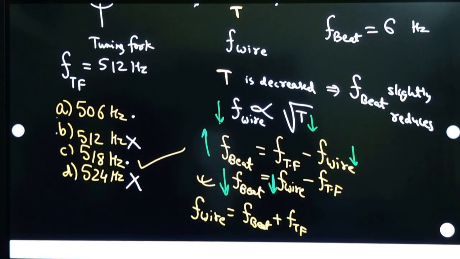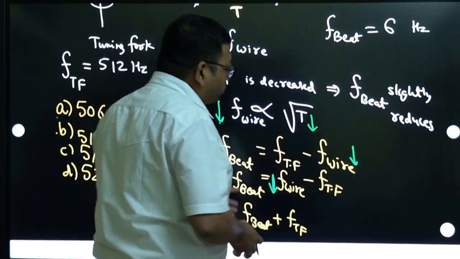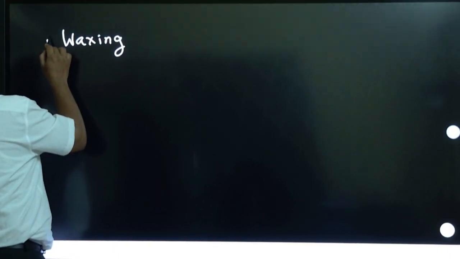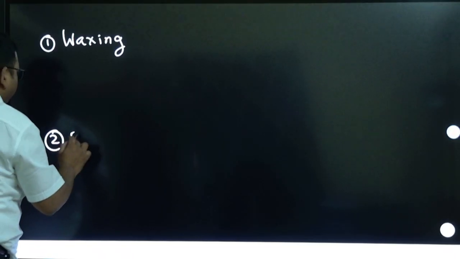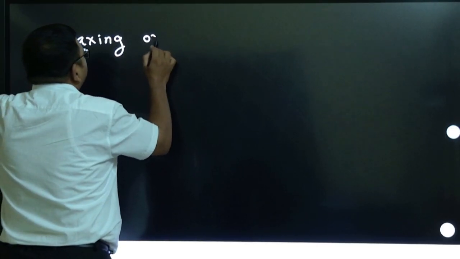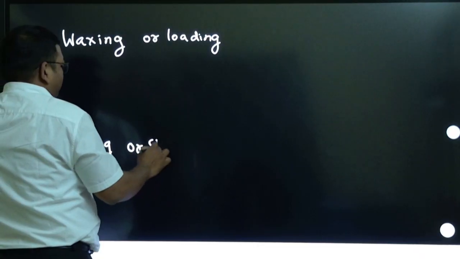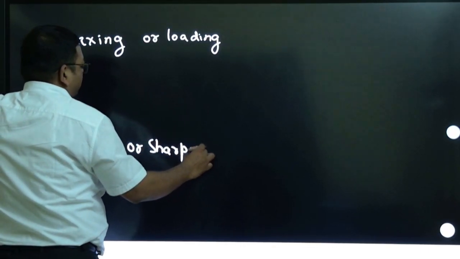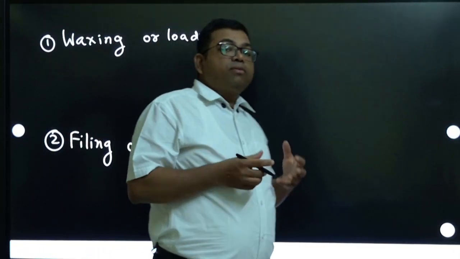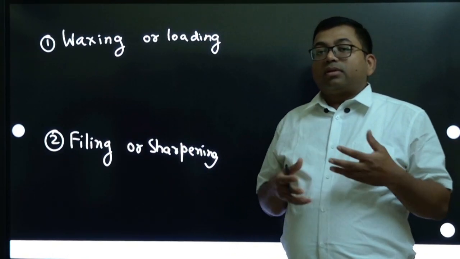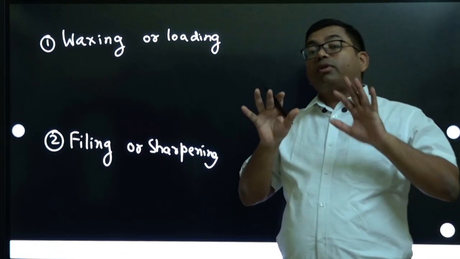Beat frequency questions will come, and now I will tell you one important model question that is going to come here. There are two terms called waxing and filing. Waxing is also called loading. Filing is also called sharpening. Although a tuning fork has a constant frequency, by doing some modification we can change the tuning fork frequency also.